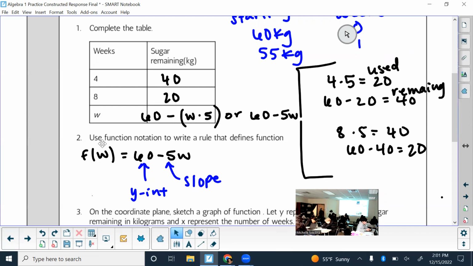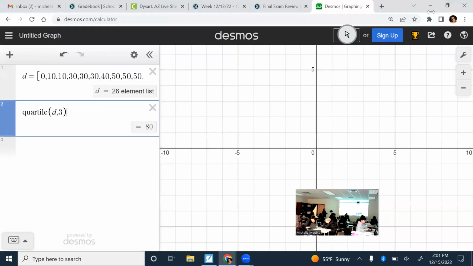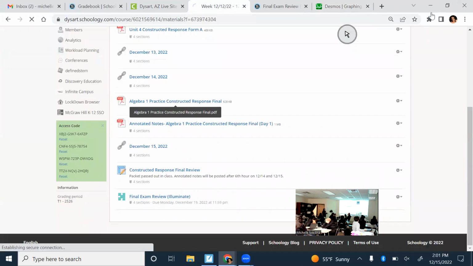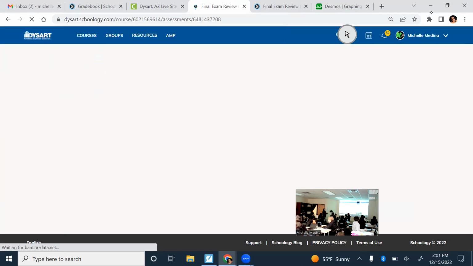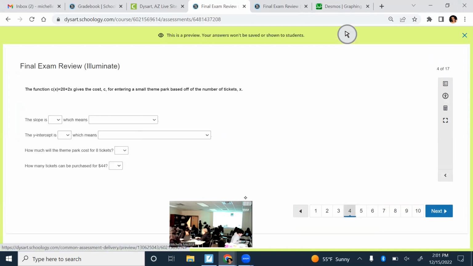All right, anything from either review? Number 4 on the puzzle piece. I'll make sure there's no grades. Okay, so number 4. The function p of x equals 20 plus 2x, and if you haven't done the puzzle piece yet, maybe consider opening it and making sure you have these answers down and that you understand it.